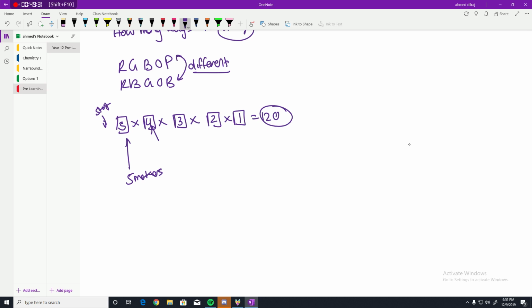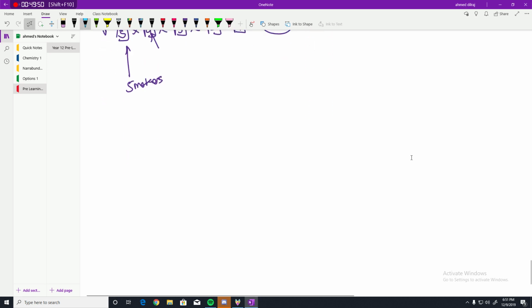But since mathematicians can't always be bothered to write 5 times 4 times 3 times 2 times 1, especially if the question was, arrange 20 markers, right? Like nobody can write that. We denote this as 5 factorial, right? And 5 factorial means you just multiply all the way down to 1. So, I'll just quickly summarize factorials for you guys.